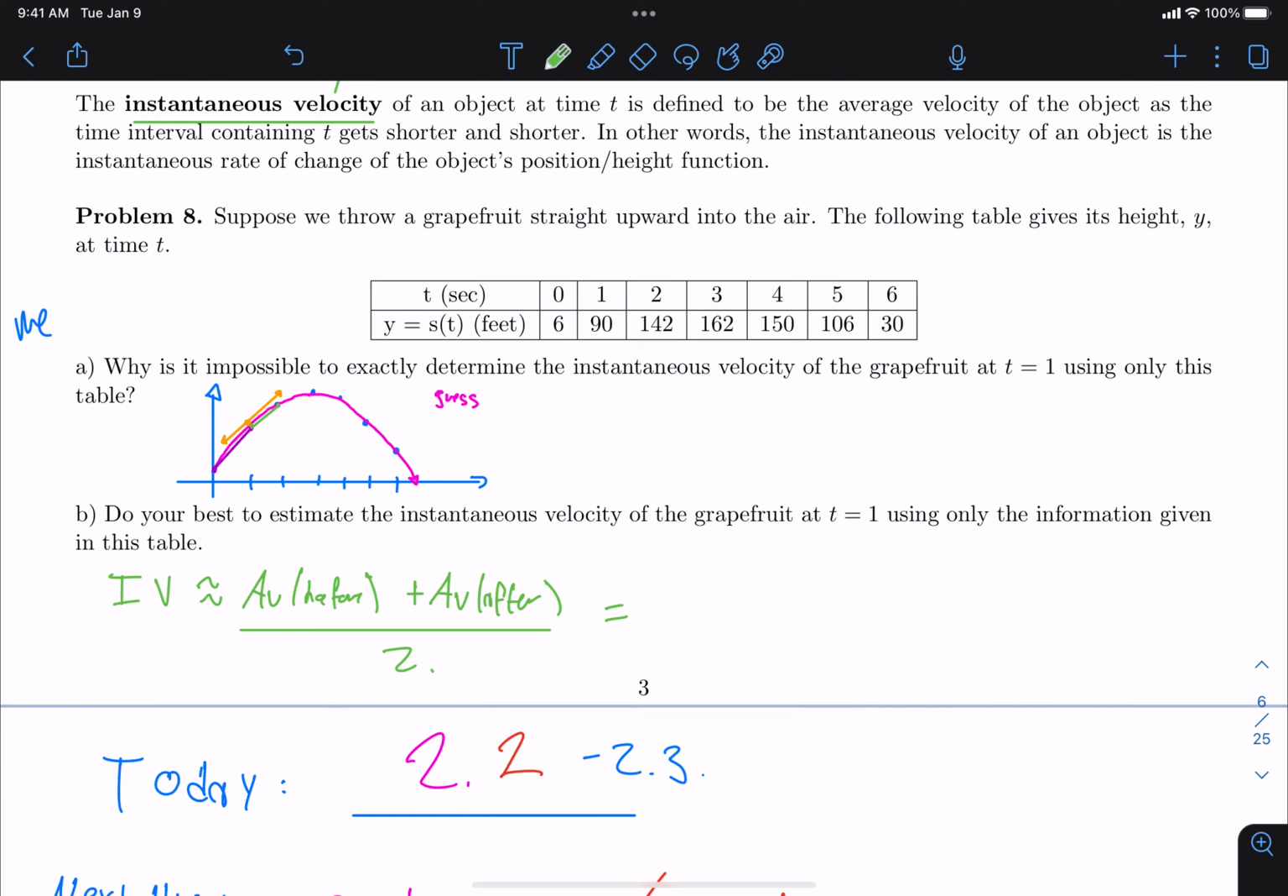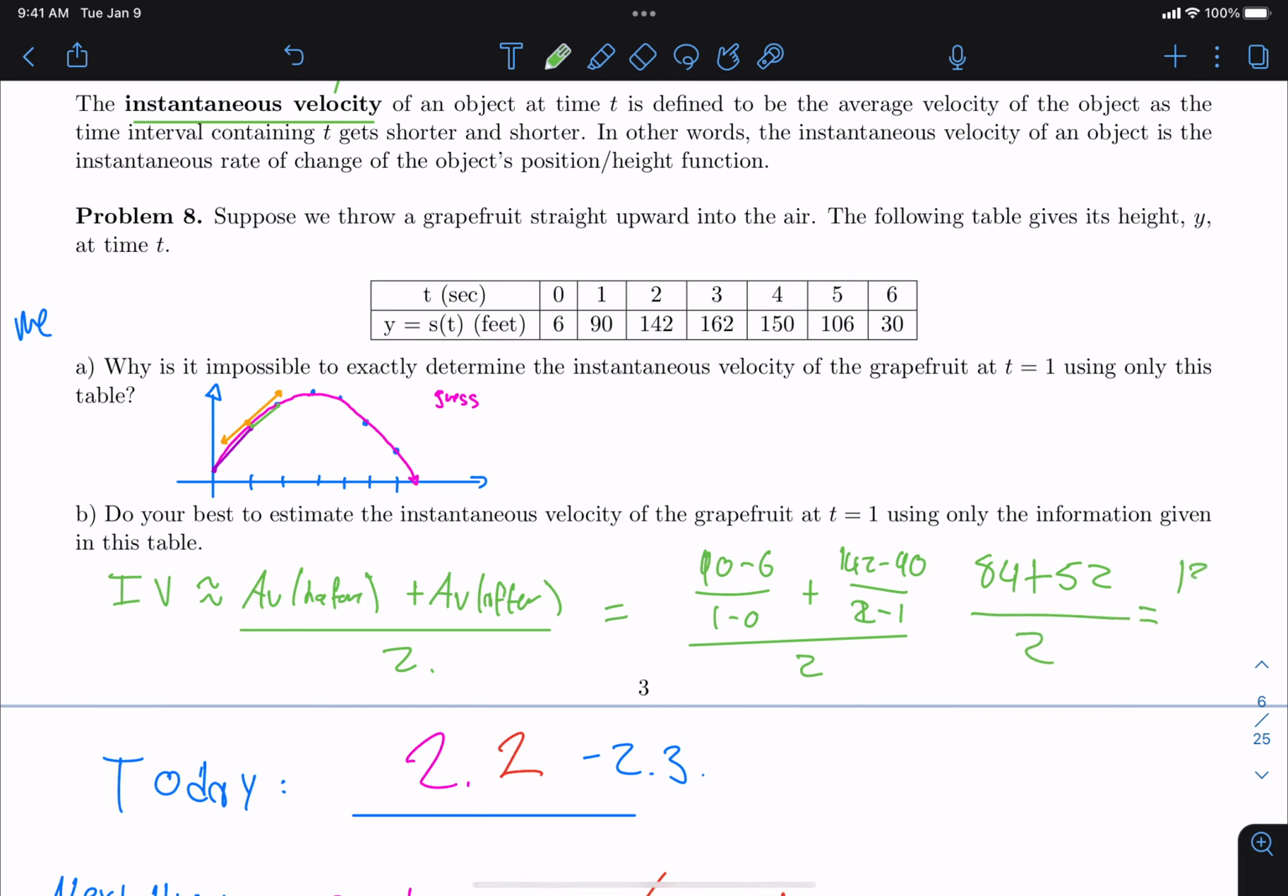So if I do that, from 0 to 1, the average velocity was 90 minus 6 over 1 minus 0. And then the average velocity from 1 to 2 was 142 minus 90 over 2 minus 1. We divide all of that by 2. So 90 minus 6, that's 84. And then we've got plus 142 minus 90 is 52. Add these two things together.